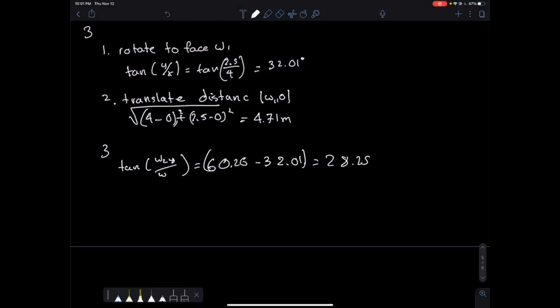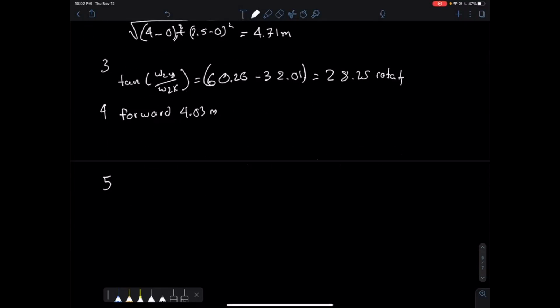Yeah, so essentially you're asking, how do I face the current direction? Where is that point that I need to face? And then how do I rotate so I'm facing that point? That's what that calculation is. So you then rotate this amount. Your next step is to just drive forward the distance between W1 and W2, which is 4.03 meters.